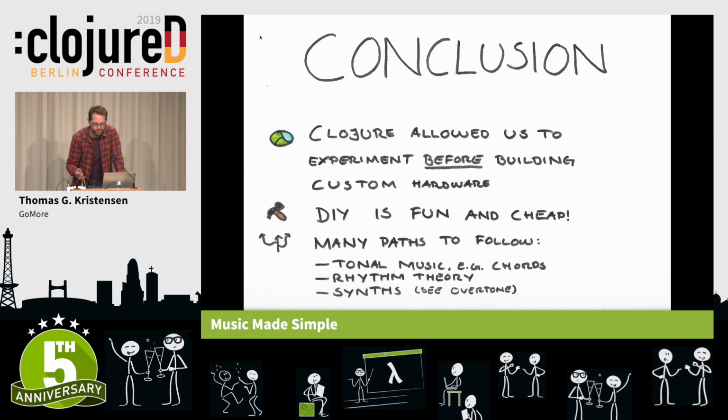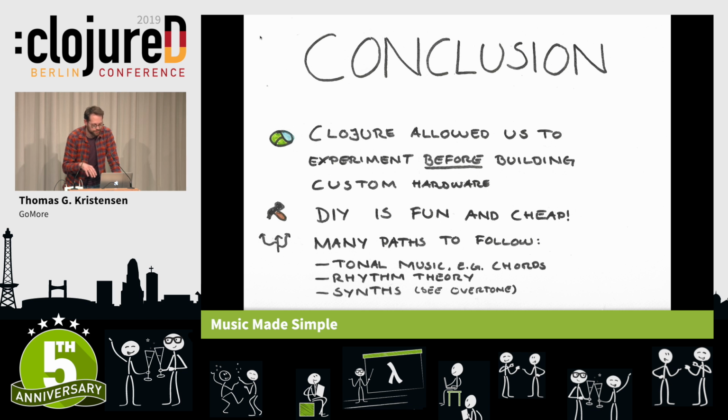So, what's the conclusion of this thing? Clojure allowed us to experiment before going out and spending ages building a piece of custom hardware, which is really good. If I had known better, I might have tried some of the other approaches we looked at for generating random musical creations. But using Clojure allowed me to very quickly find out what it is I found interesting, and that's Euclidean rhythms. So it's fun, it's cheap to do this, especially if you can explore what's out there first.